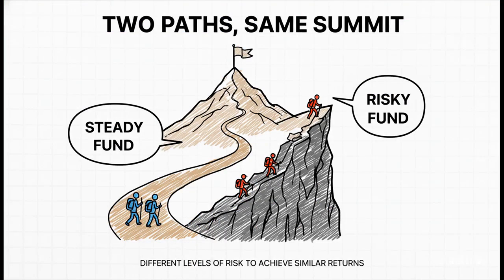I want you to think about it like this. Imagine two hikers. They both get to the same mountain peak, but one of them took a nice, smooth, steady path. The other was scaling a super risky, treacherous cliff face. Sure, they both got to the top, but their journeys? Wildly different. And it's the exact same thing with mutual funds. The real question you have to ask is, how did they get that return?